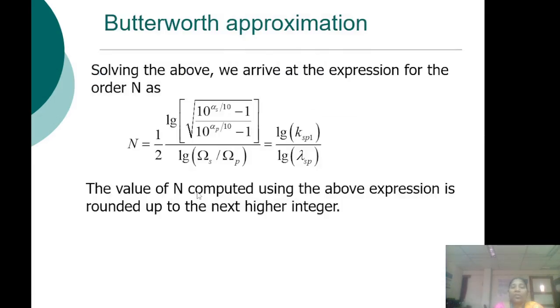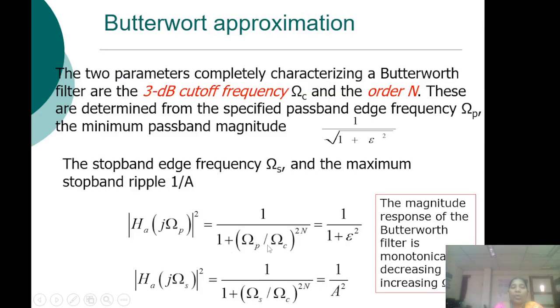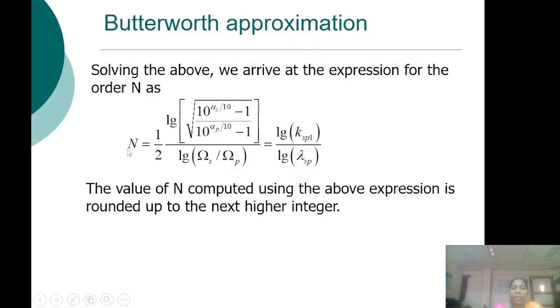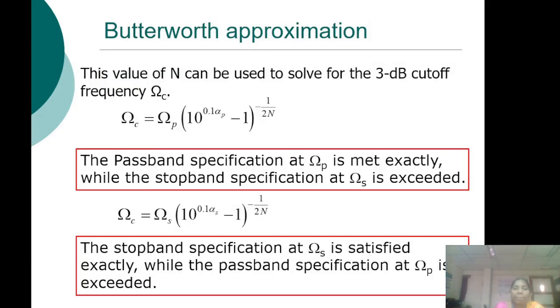So now based on the above equations, we can solve the equation for the n value to calculate the order of the filter. The final expression for the order of the filter is 1 by 2 log of square root of 10 power alpha s by 10 minus 1 divided by 10 power alpha p by 10 minus 1, which is divided by log of omega s by omega p. When you simplify this, we will be getting the log of k sp1 and log of lambda sp1.